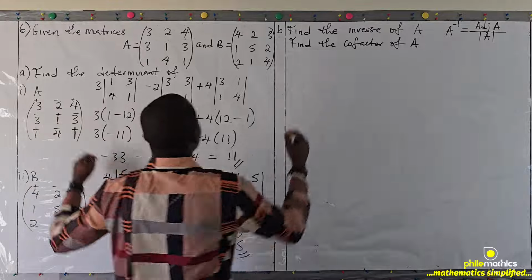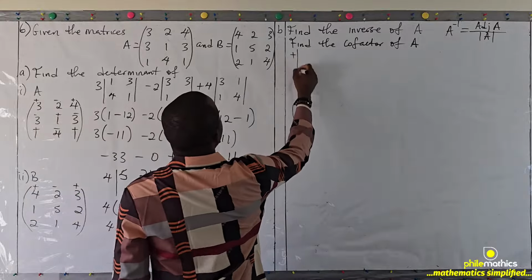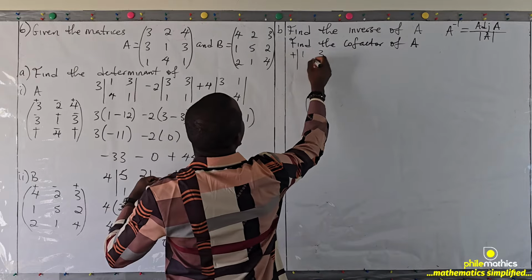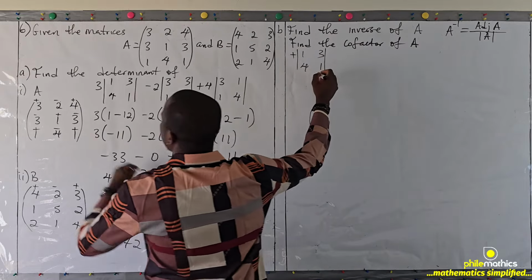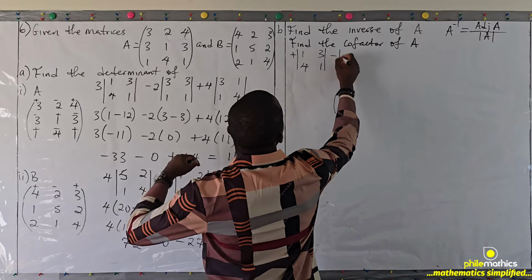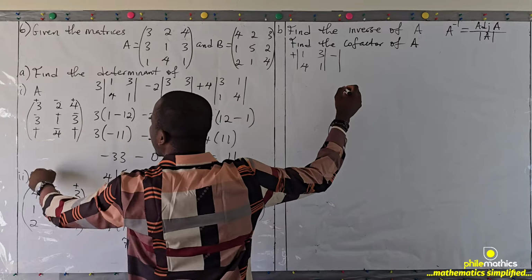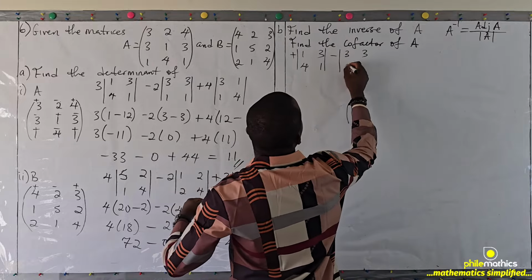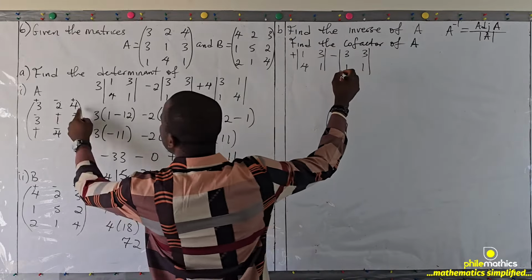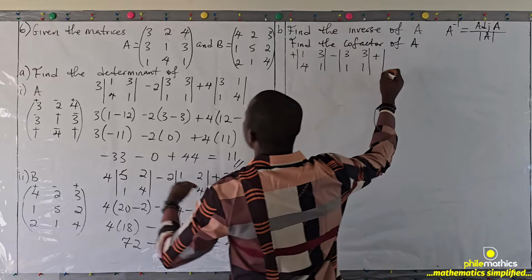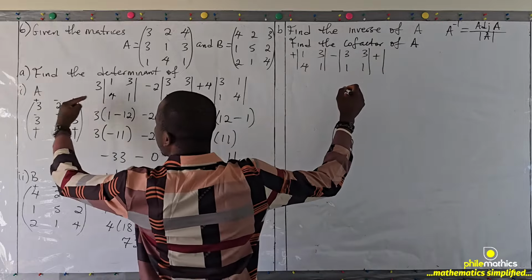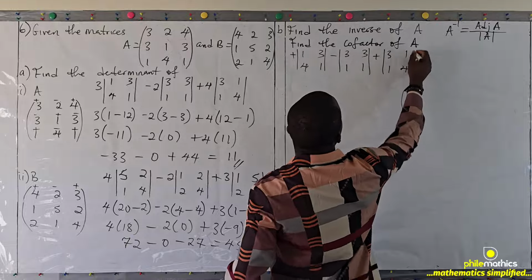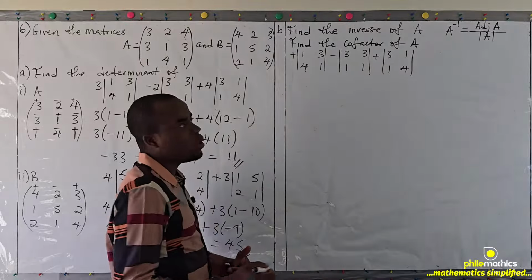So we start with this first one, plus 1341. The next is minus 3311. The next is plus, block this, 3114. No, it's a 3 by 3 matrix we need to get.